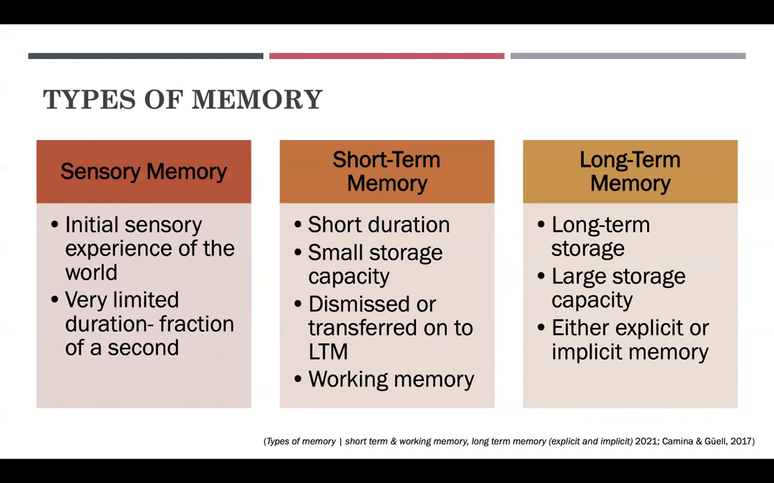Our second type of memory is our short-term memory. This memory is temporarily stored, actively utilized, and readily accessible. Short-term memory has a short duration and a small storage capacity in our brain. This type of memory allows our brain to either dismiss it or transfer the short-term memory into our long-term memory.